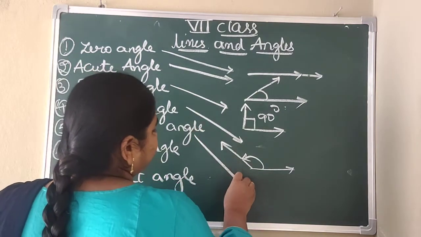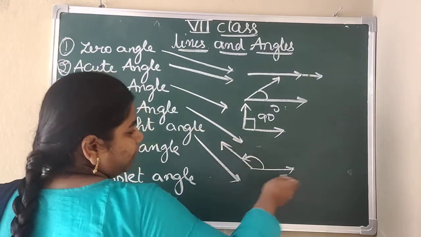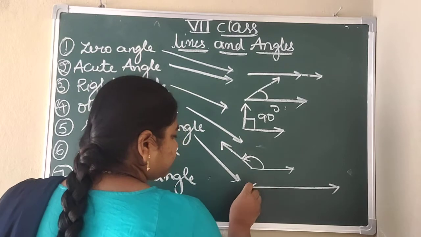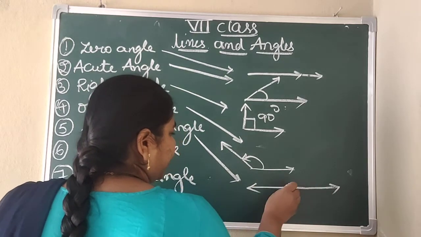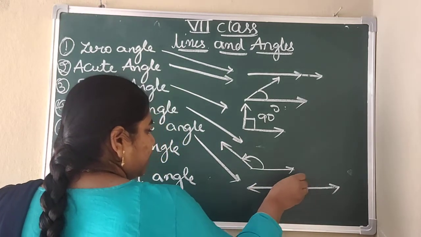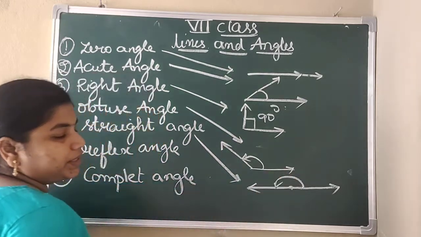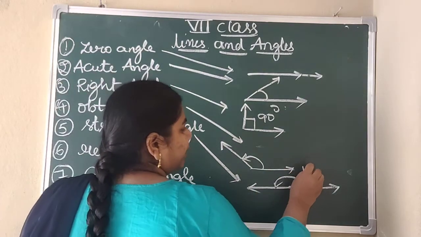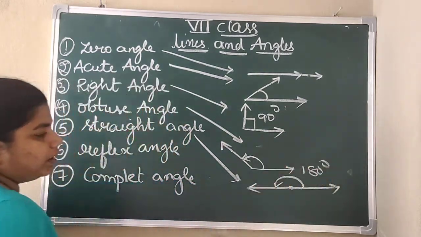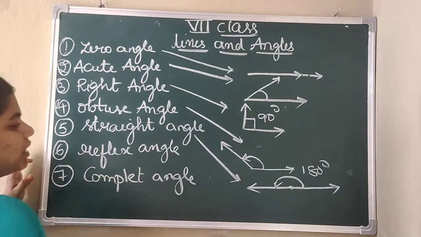Next is the straight angle. A straight angle means this ray has become straight now. This is one ray, this is the other ray. From here it has moved like this. So that is a straight angle. That will be exactly how many degrees? 180 degrees.